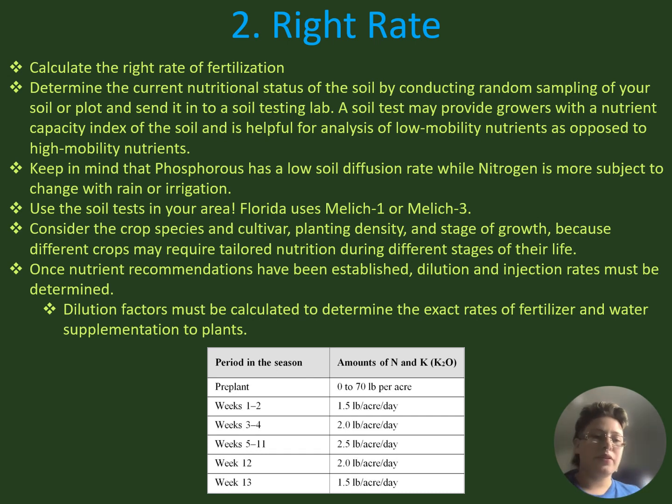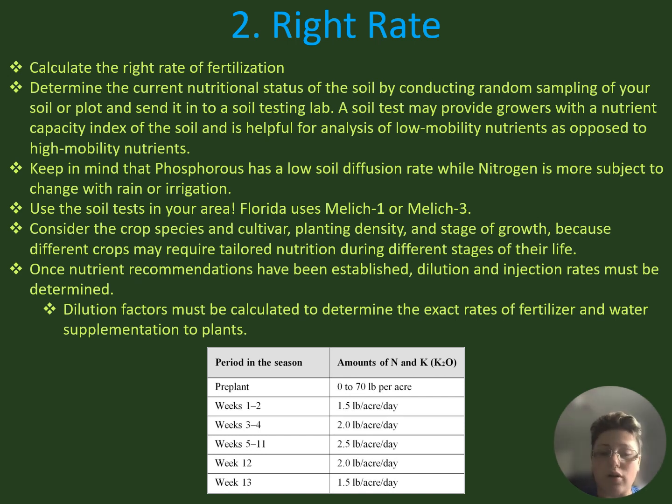As for the right rate, calculate the right rate of fertilization. To do this, you should determine the current nutritional status of the soil by conducting random sampling of your soil or plot and sending it in to a soil testing lab. A soil test may provide growers with a nutrient capacity index of the soil and is helpful for analysis of low mobility nutrients as opposed to high mobility nutrients. Keep in mind that phosphorus has a low soil diffusion rate, while nitrogen is more subject to change with rain or irrigation. Use the soil test in your area.